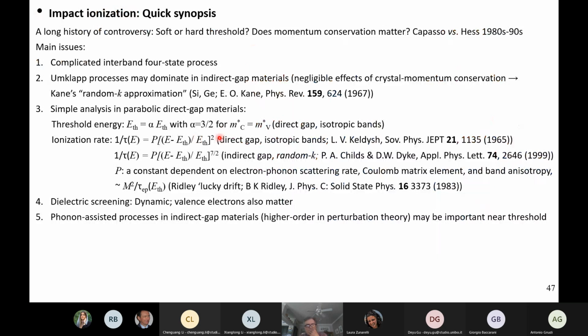So there is a link between the minimum energy that is required to satisfy energy and momentum conservation, and the ratio of the effective masses. It happens to be 3/2 when these two are the same. The ionization rate that Keldysh calculated was some power of the energy above the threshold energy, normalized to the threshold energy itself, that happens to be 2 in this particular case of equal effective masses, and the constant in front, which has the dimension of 1 over time.